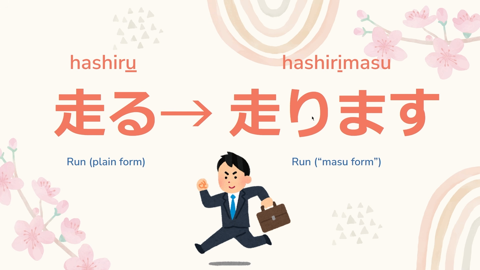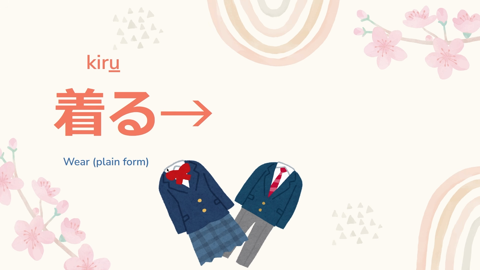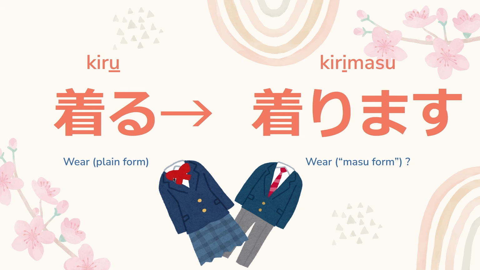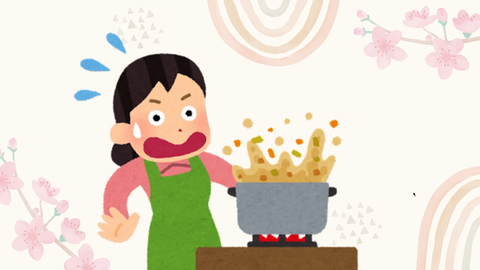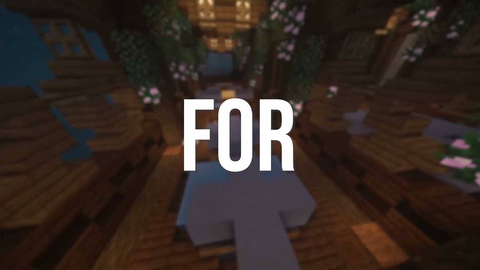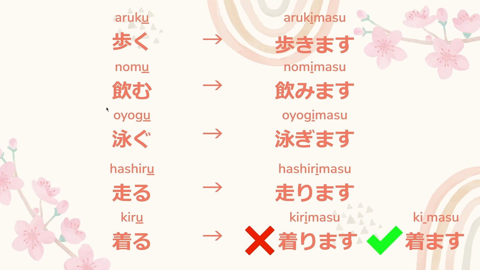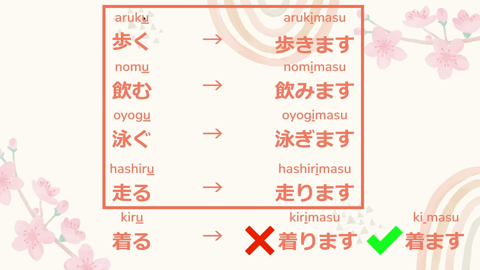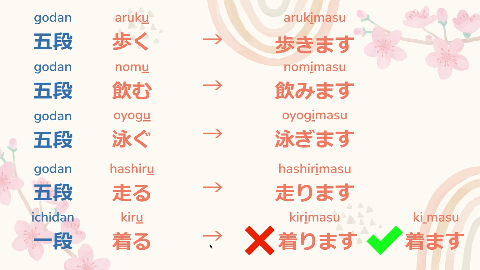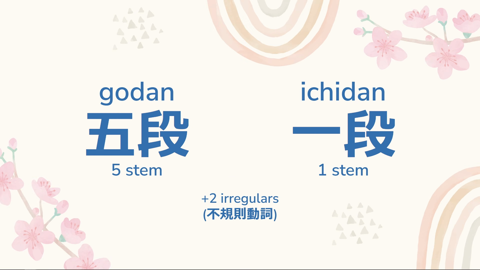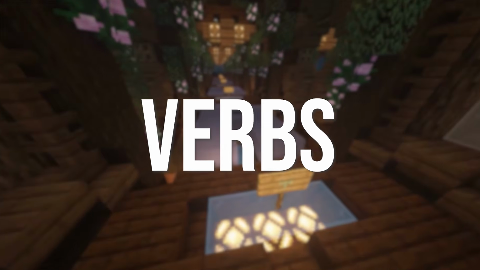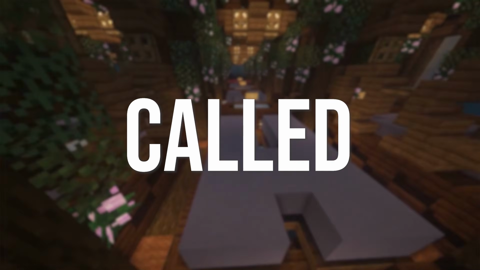Okay, I hope you see the pattern. So logically, the next word, kiru, meaning wear, would be kirimasu, right? The correct masu form for kiru is kimasu. NANI? So why is it that for all of these verbs up here, the u changes into an i, but not kiru? Well, the answer is that all of these verbs up here are Godan verbs, while kiru is an Ichidan verb. These are the 2 types of verbs we'll be dealing with today, the Godan verbs and the Ichidan verbs. There are also 2 more irregular verbs called fukisoku doushi.